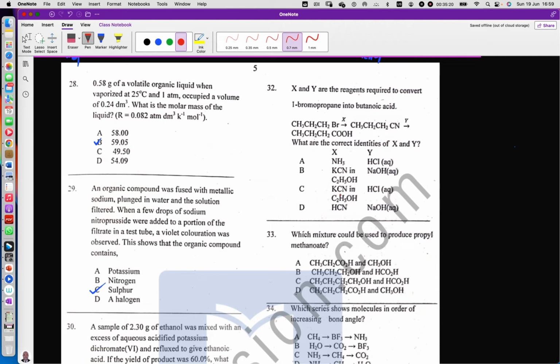Potassium cyanide must react with hydrochloric acid. When potassium cyanide reacts with hydrochloric acid, hydrogen cyanide is formed, because hydrochloric acid will provide the hydrogen and the potassium cyanide will provide the cyanide. It's the hydrogen cyanide that will provide the cyanide ion. The cyanide ion now will do what? It will attach itself to this compound.